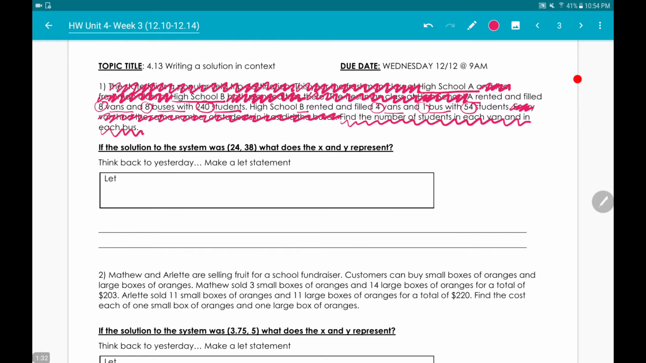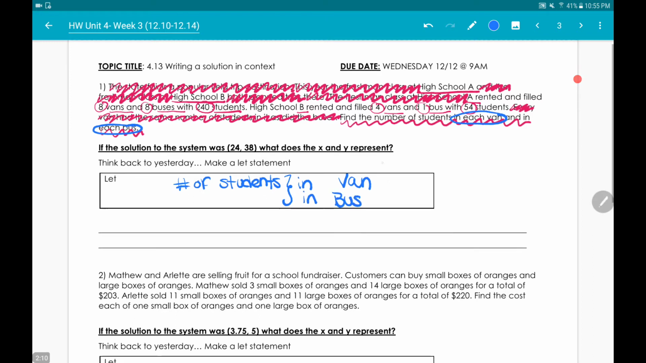Okay, so if the solution to the system was 24, 38, what does the x and y represent? So we need to think back to yesterday and think of our let statements, right? So let us think about the 2 things that we are looking for. Go back to your question. Find the number of students in each van and in each bus. So number of students in van and in bus. So we need one of those to be x and one of those to be y.